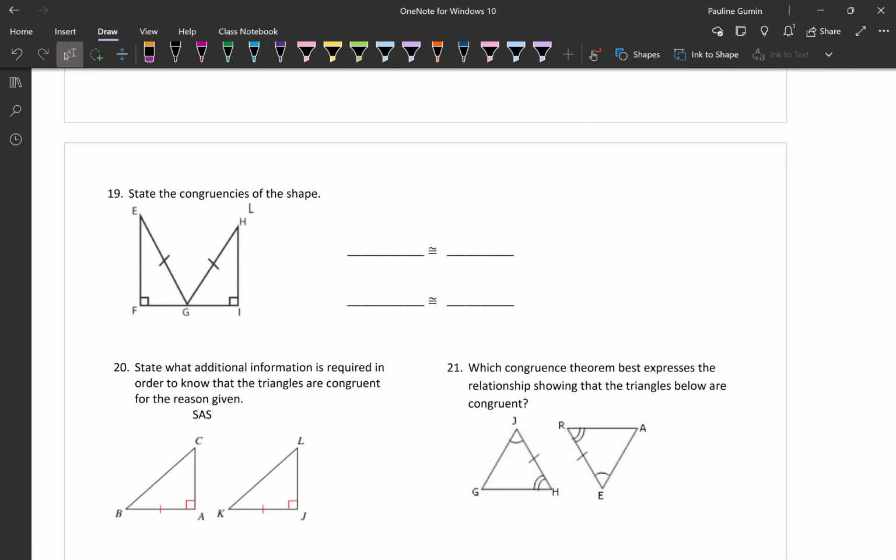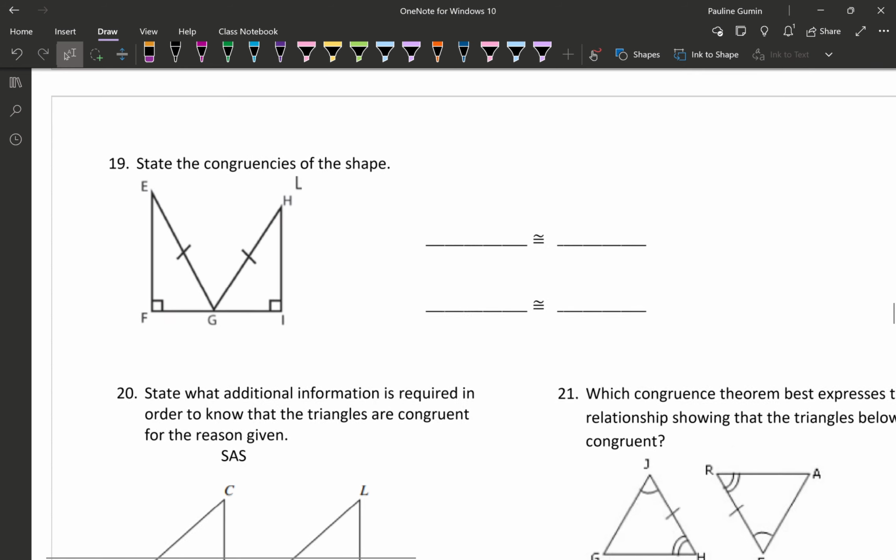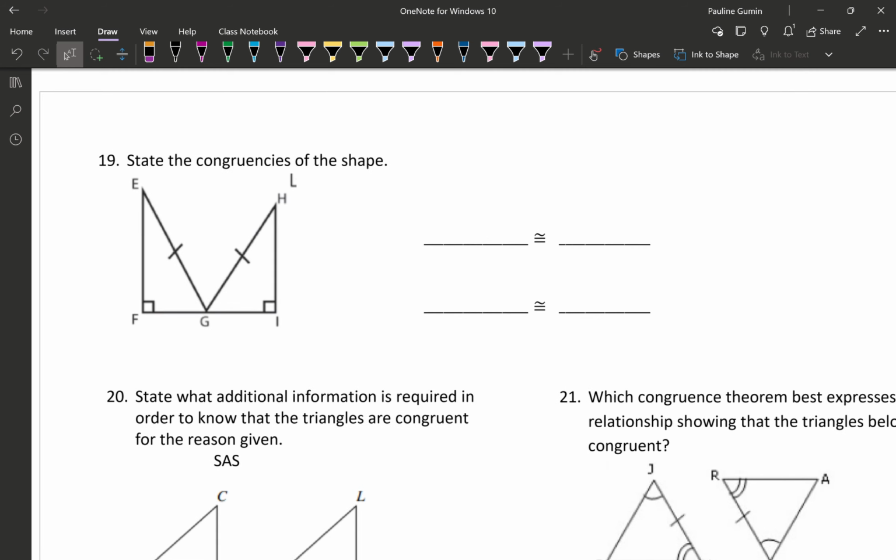Anyways, next, page 19. State the congruencies of the shape. Well, I see 2 congruencies. I see 2 sides that are congruent and 2 angles. Let's start with the sides. I see this side right here. That's called E. You see that? I said E and I wrote a G. It's called EG. Put a little hat on top. And it matches with this side here, which is HG.